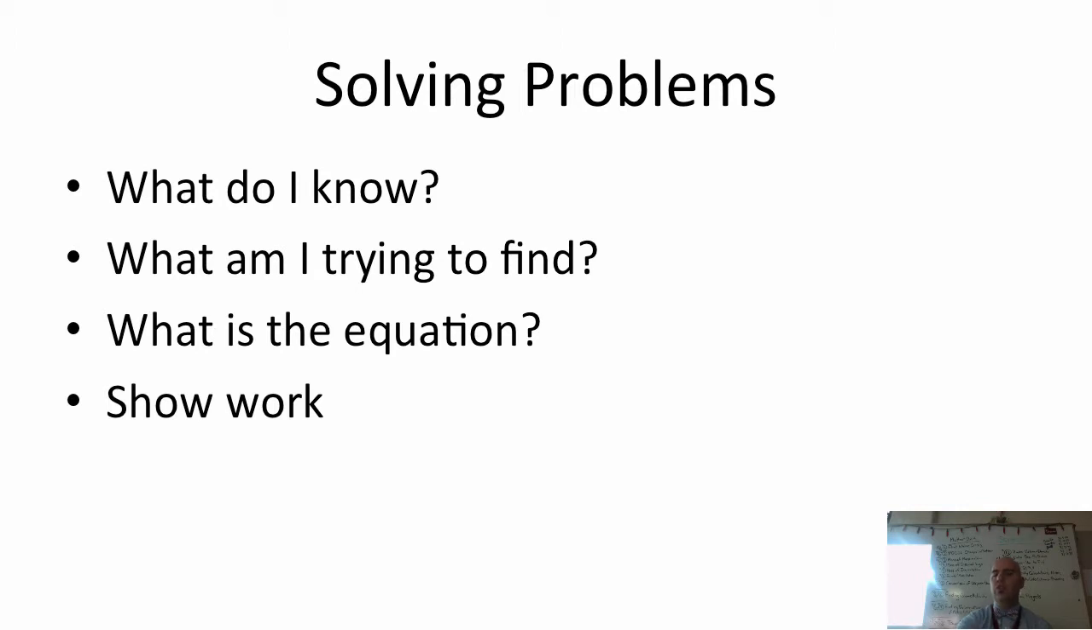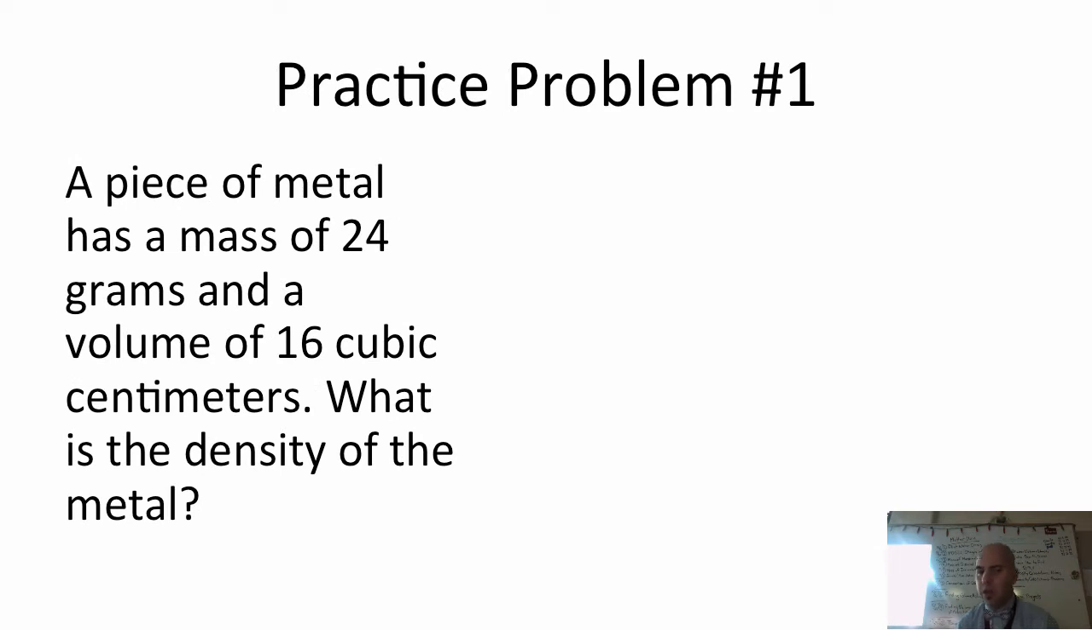All right, so here's the first problem. We're going to try to solve for density. Problem number 1. I have a piece of metal that has a mass of 24 grams and a volume of 16 cubic centimeters. What's the density of the metal? First thing I have to do is figure out what I know. Mass is 24. Volume is 16. So Jay, what do I have? You have a mass of 24 grams. And what else do I know? You have a volume of 16 cubic centimeters.